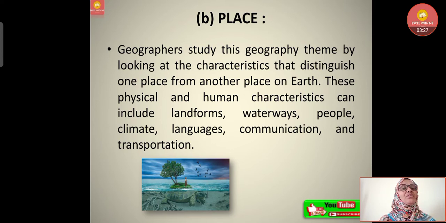Geographers study this geography theme by looking at the characteristics that distinguish one place from another place on the earth. Why is this theme very important? Geographers go from one place to another in search of what kind of situations arise there, maybe climatically or the availability of any resources. These physical and human characteristics can include landforms, waterways, people, climate, languages, communication and transportation. Different continents we have, different countries we have, different places with different languages, different water bodies, different cultures, different landforms. For example, in our country we have plains, mountains, deserts, and also different water bodies. So the place resembles all these things.